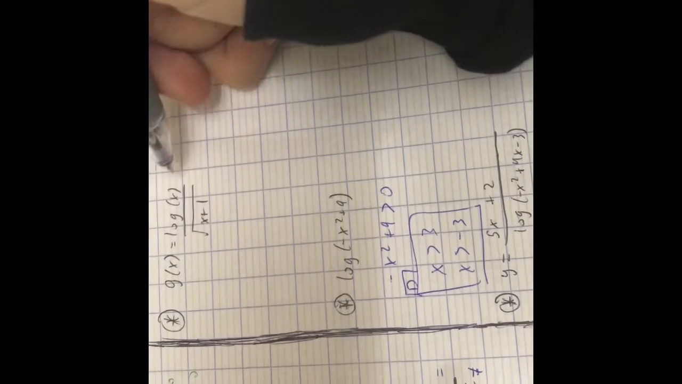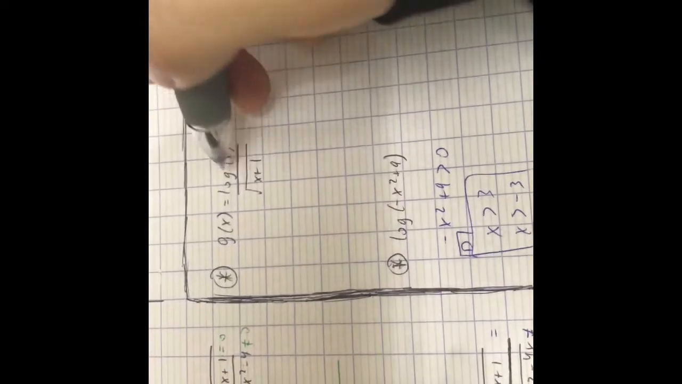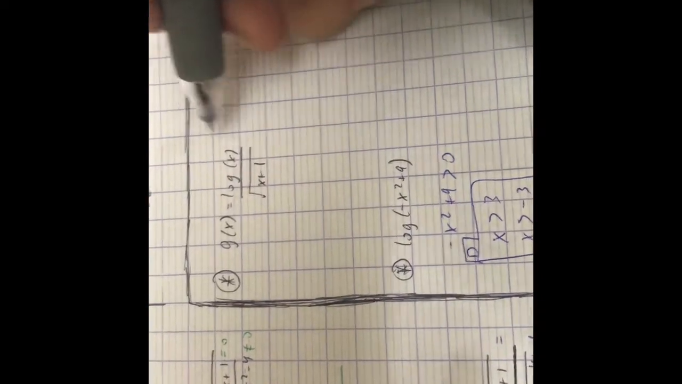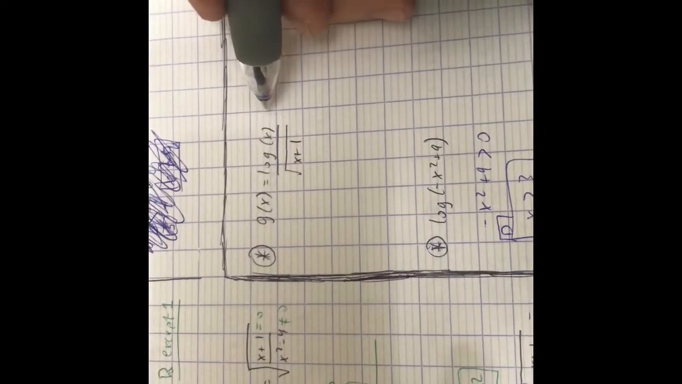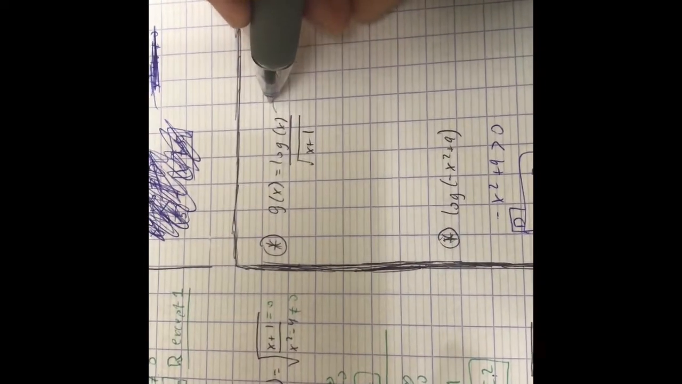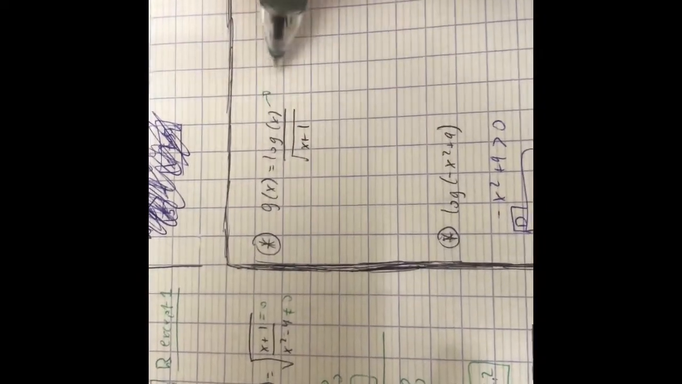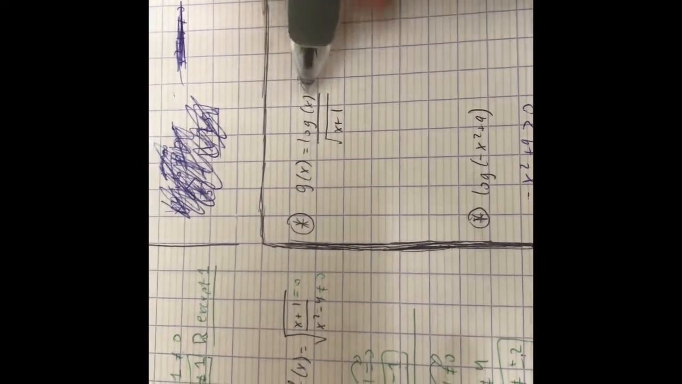Okay, so this question has a mix of both log and square root x plus 1. So we're gonna need to find the domain as usual. Solve the log. I know they're not all square rooted, but this is log, so you might as well solve it to find the x.